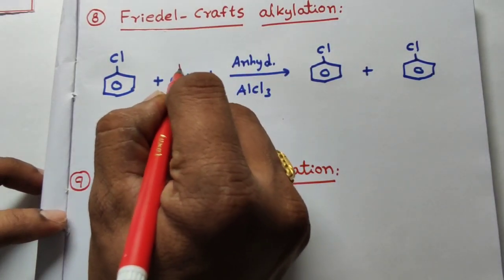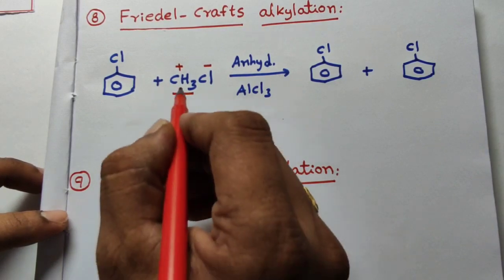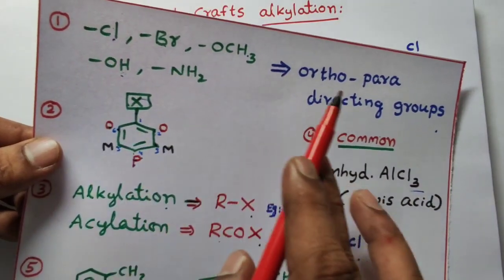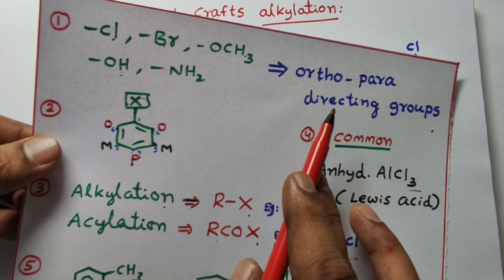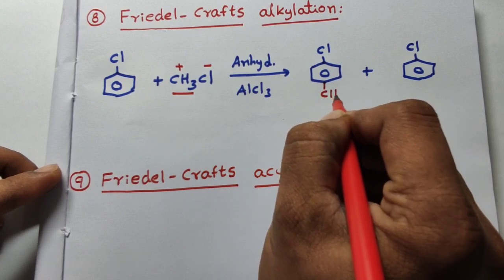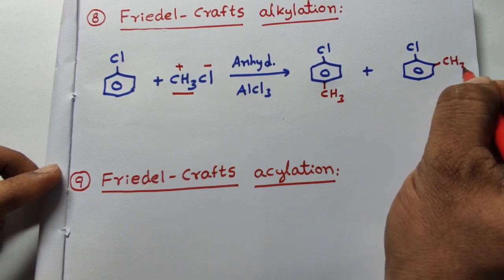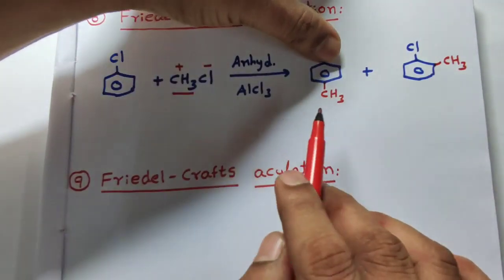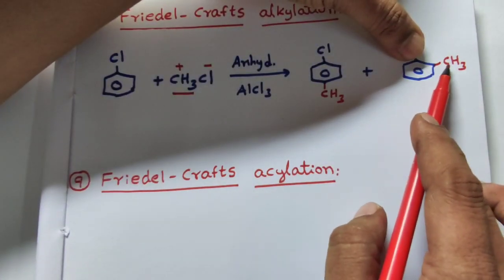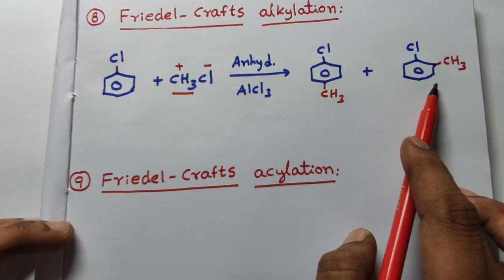CH3Cl splits into CH3 plus and Cl minus, and here CH3 plus is the electrophile, right? The CH3 plus will attack it. Just before I told you, chlorine is an ortho-para directing group. It attacks at the ortho position and para position. So the CH3 will attack at the para position, that is the fourth position, and CH3 attacks at the ortho position, that is the second position. Without chlorine, the name of the compound is toluene. So 4-chlorotoluene. The second position chlorine, right? 2-chlorotoluene. In this, the first one is the major product, the second one is the minor product.